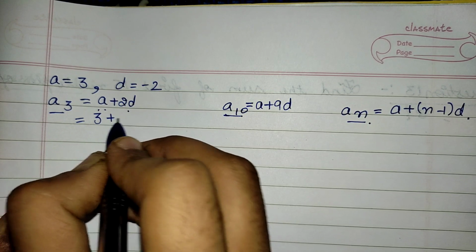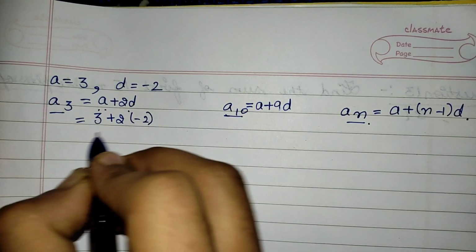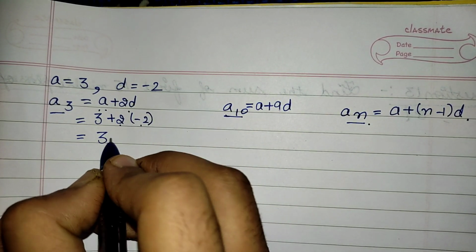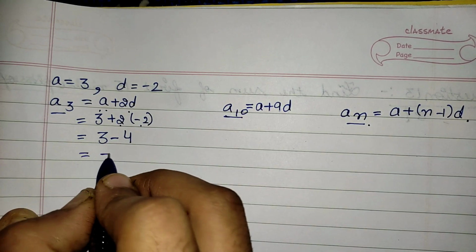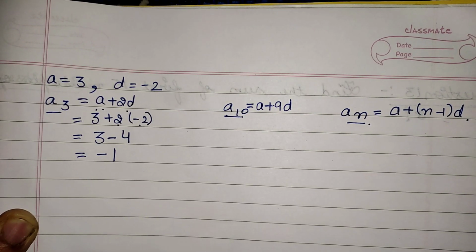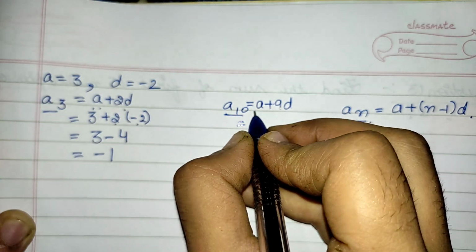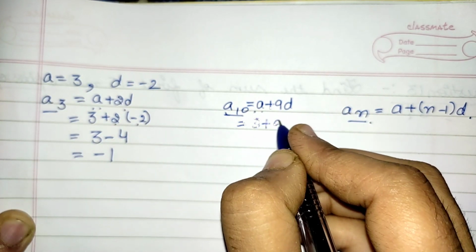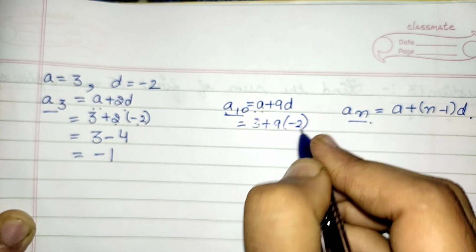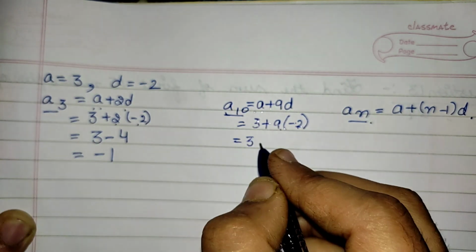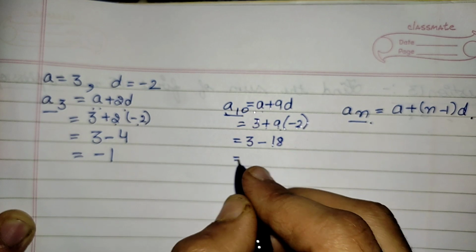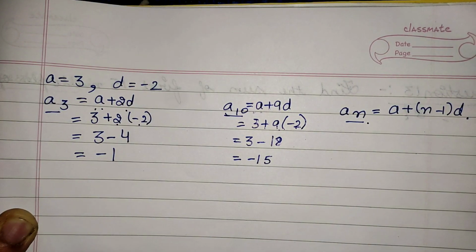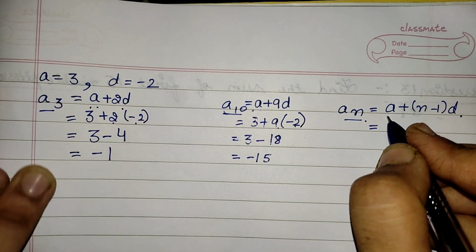A is my 3, plus D is my minus 2. So 2 twos are 4, 3 minus 4, my answer will be equal to minus 1. Now A10 will be found in a similar way. A is 3 plus D is minus 2: 9 twos are 18, 3 minus 18 will be equal to minus 15.